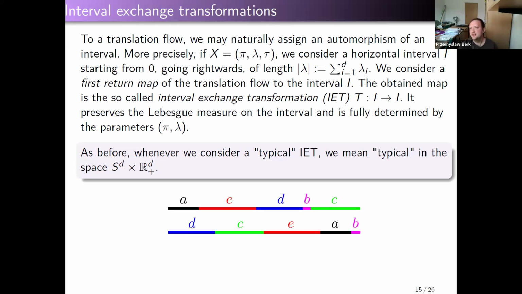If I take an image of any set via this transformation, if it doesn't cut into pieces, then it's just a translation. If it cuts into pieces, still those pieces together will give me back my original measure. Okay, and as before, when I talk about typical IETs, I mean typical in the set of the lambdas times the set of permutations.